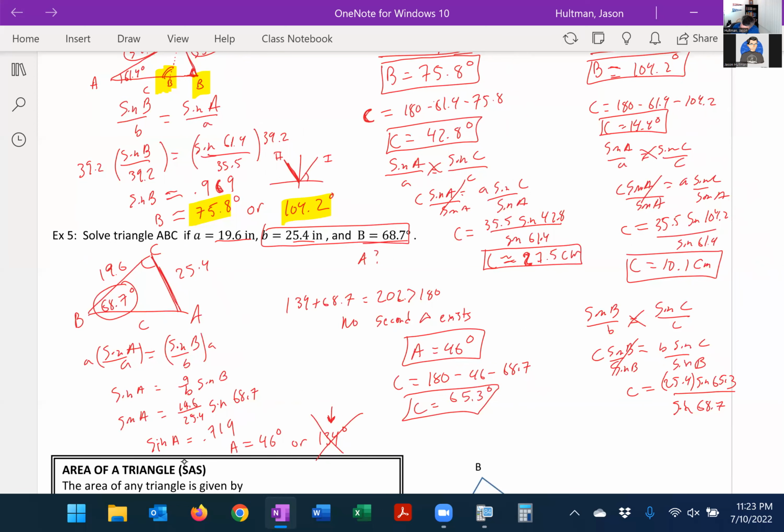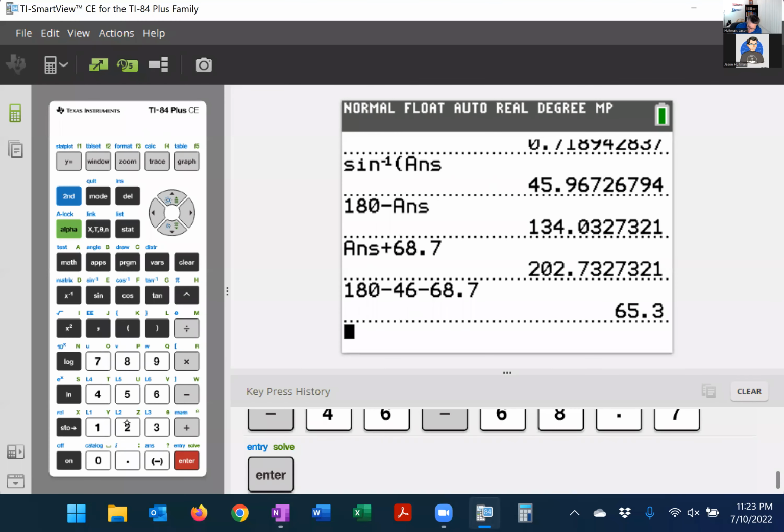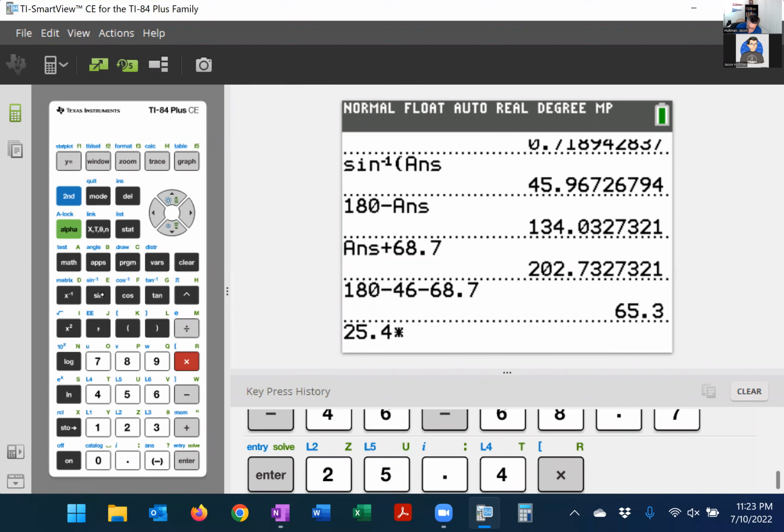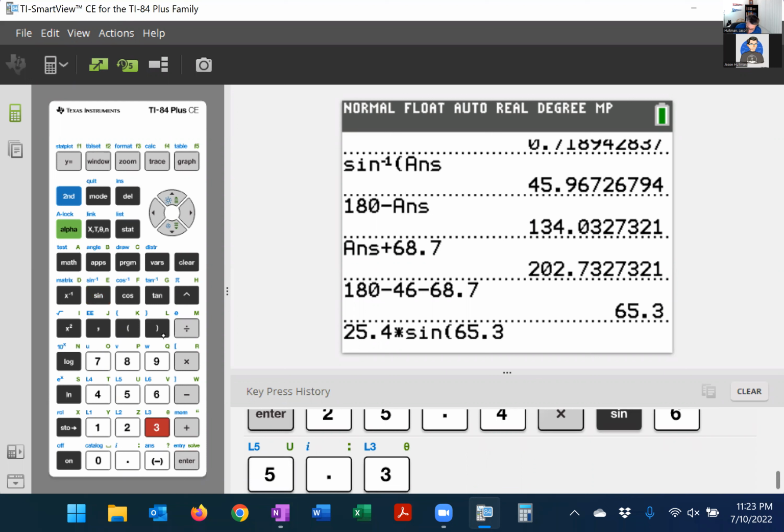Okay. So let's plug that into the calculator and see what this comes out to. 25.4, 65.3, and 68.7. 25.4 times the sine of 65.3 divided by the sine of 68.7.